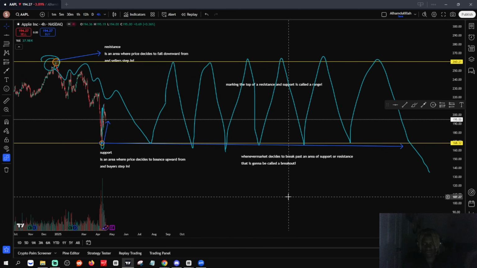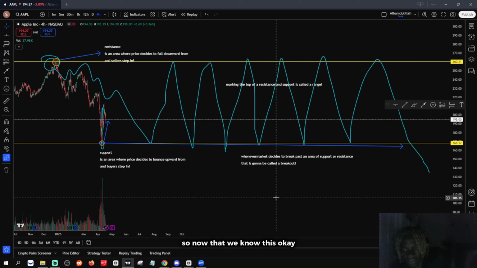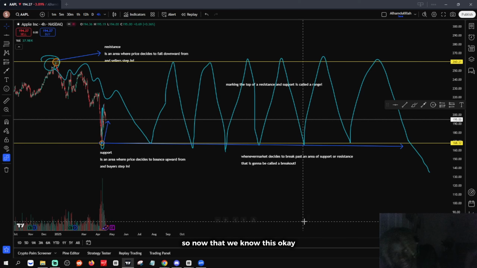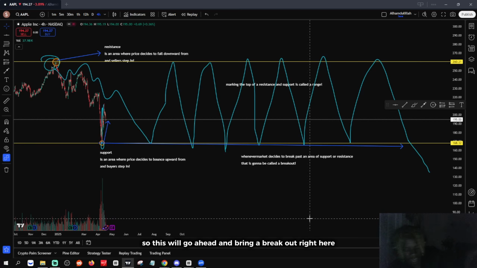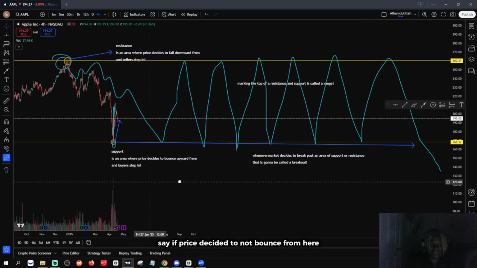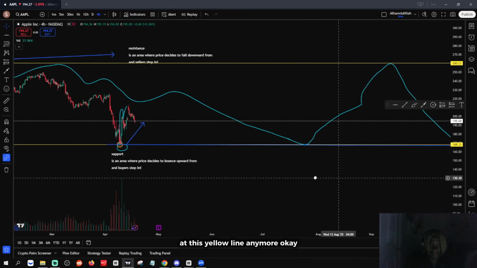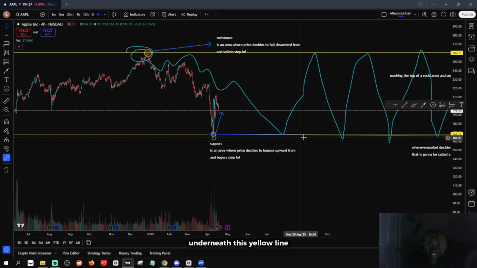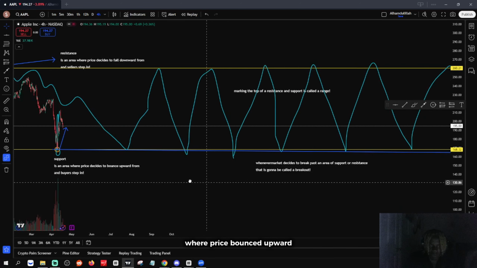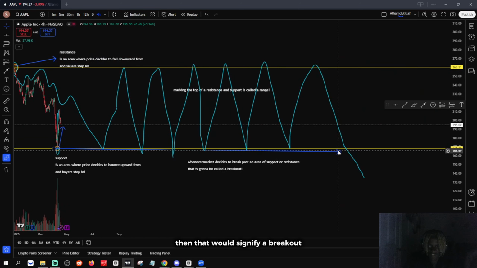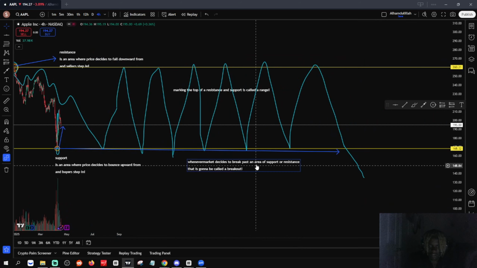So cool. So now that we know this, okay, so this would bring a breakout right here. If market decided to break out of the downside, say if price decided to not bounce from here at this yellow line anymore, okay, if market were to break underneath this yellow line where price bounced upward, then that would signify a breakout. Okay?